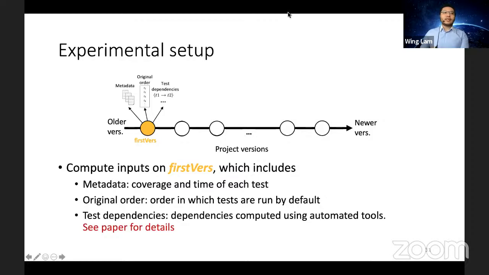So what we do is that on the first version, we would actually compute all of the input. This includes the metadata, the original order, and the test dependencies. The way we get the test dependencies is we use automated tools. For more details on how we use the automated tools and which ones we use, please see the paper for those details.